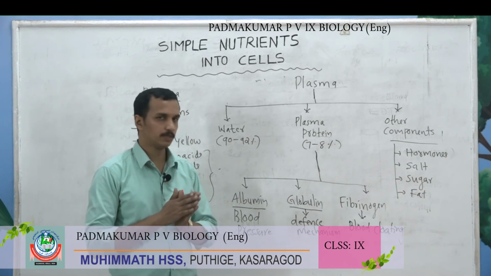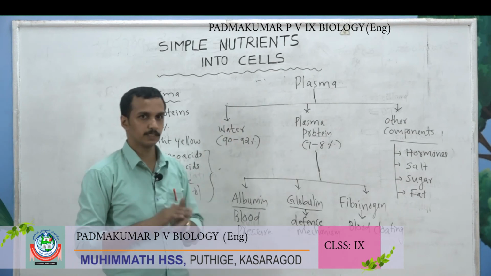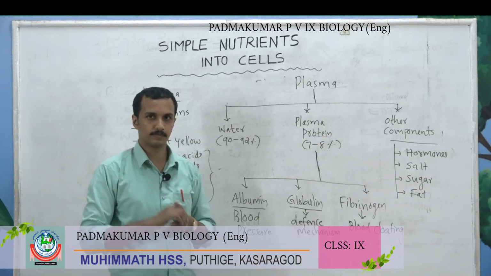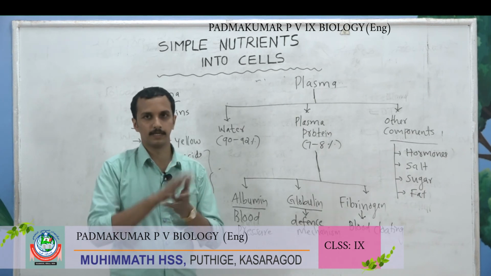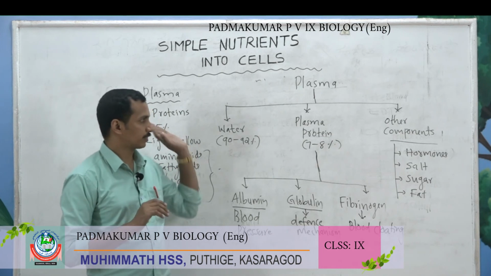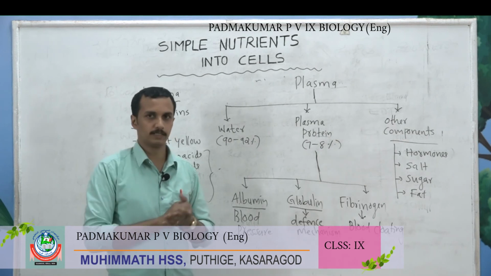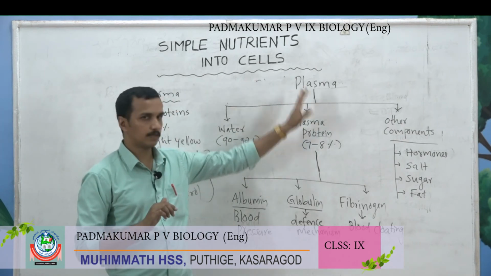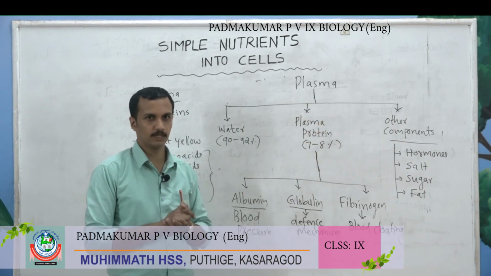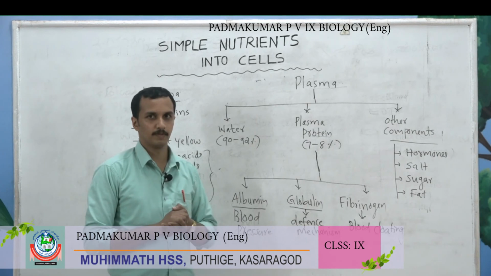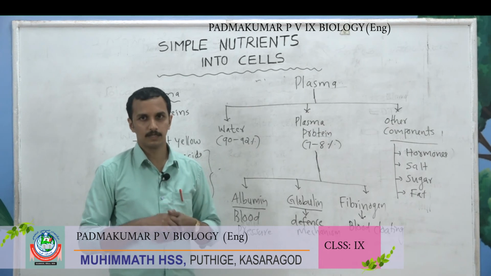So this much you have to write in your notebook. First you write the heading, simple nutrients into cells. Then you write blood and structure of blood. You write one experiment to separate blood cells and blood plasma. Next you write blood cells, then functions of blood cells and types of blood cells. Then draw the chart showing components of plasma, then functions performed by proteins. So this much only we are discussing here. Next day we can meet with a new topic.